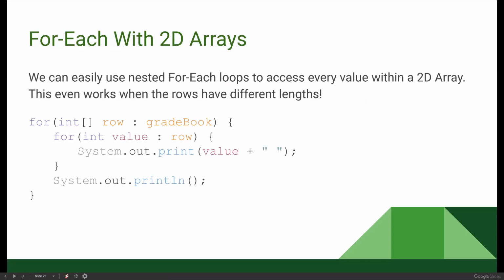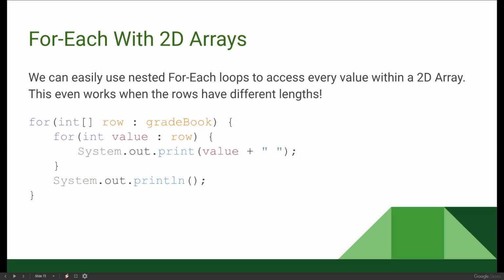We can easily use nested for each loops to access every value within a 2D array. So we can say for each row, and the rows are going to be int arrays within our 2D array gradebook. So for each row within gradebook, and then for each int value within that row, we can print that value. So this is a very easy way to access all of the elements within a 2D array.